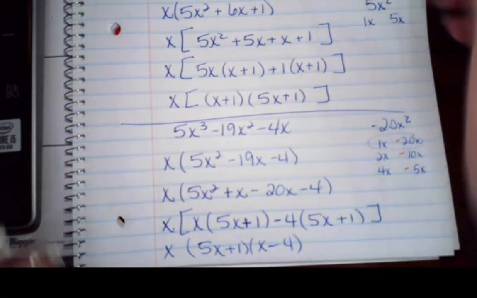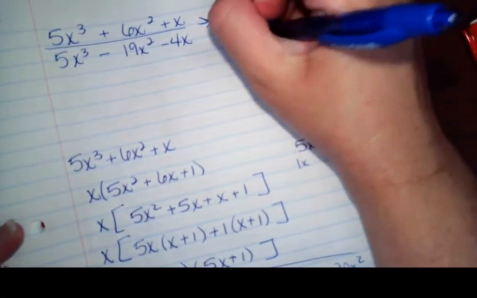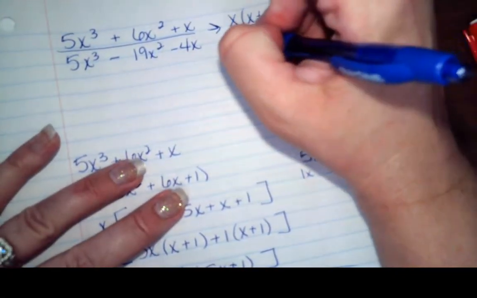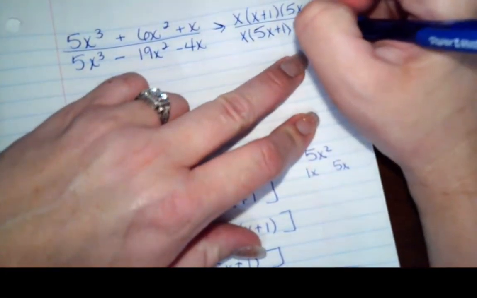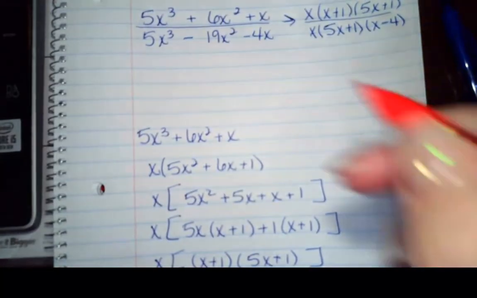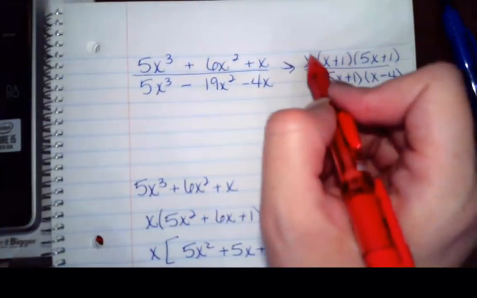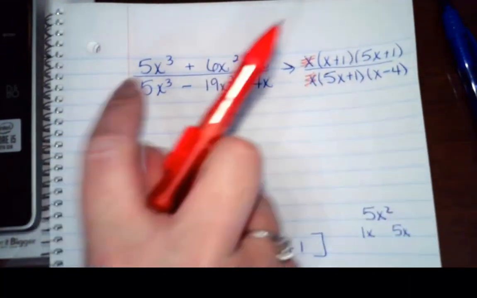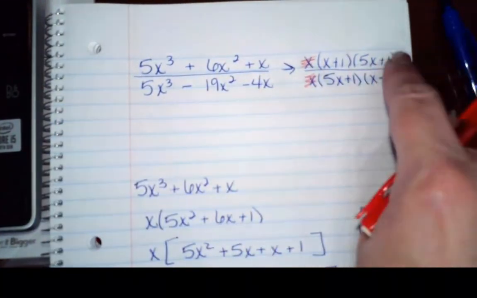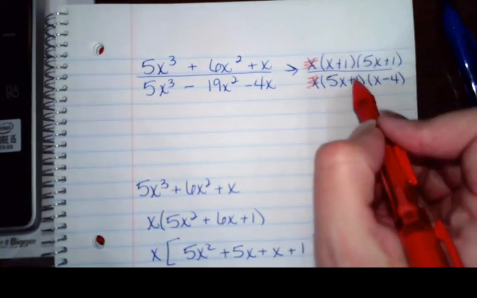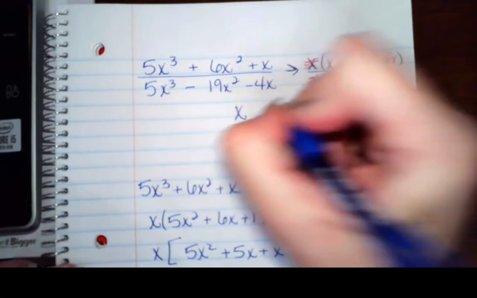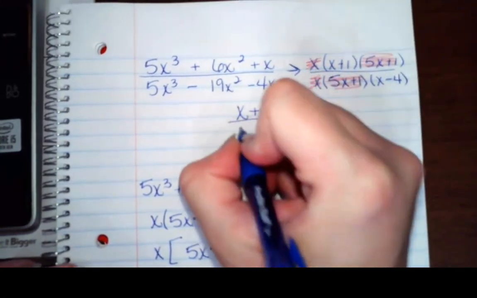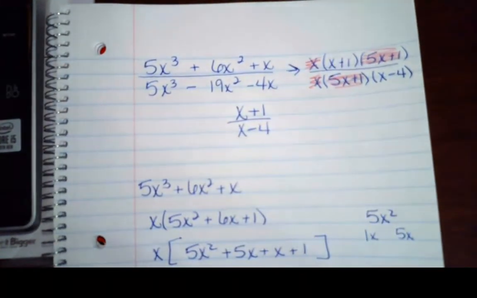So I'm going to recopy that up top. So that gives me an x times a 5x plus 1 times an x minus 4. So I've got two things that are going to reduce out. I've got an x divided by an x, because I've changed my addition subtraction problem into multiplication over multiplication. I've got a 5x plus 1 that reduces with a 5x plus 1. So my final answer is x plus 1 over x minus 4. And that is your simplified rational expression.